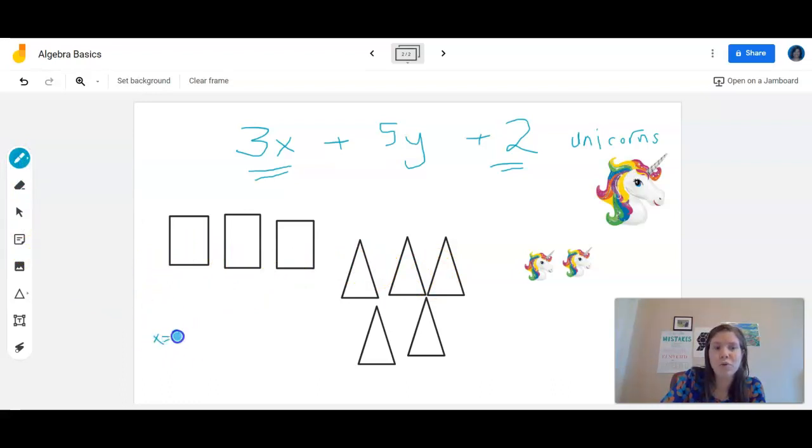So sometimes a problem like this will tell you x equals 2. That means there are 2 unicorns in each box and 6 unicorns all together in the boxes. Maybe they will tell you that y equals 3. So there are 3 unicorns in each bag, and we have 5 times 3, 15 unicorns in bags. If they gave us these values, we could plug them in and now say that I have 2, 4, 6, 15, and 2 more. 21 unicorns all together.